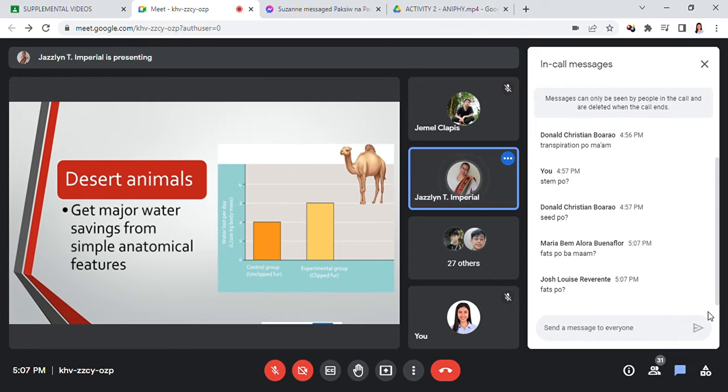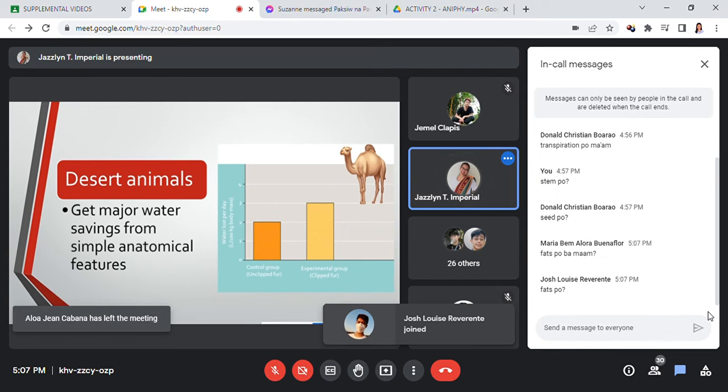It really is fat. That is also why a camel can survive long periods of time without eating, because their hump is a fat deposit. So thank you, Bem and Josh. You are right. Now, for desert animals, their simple anatomical feature is actually their fur.